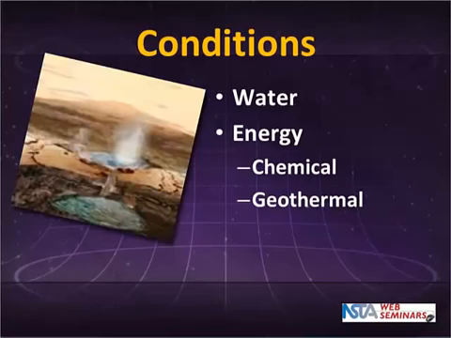Conditions. In order for life to evolve, the planet needs both water and energy. There are two forms of energy, chemical and geothermal. Chemical energy is the potential of a chemical substance to undergo a transformation through a chemical reaction or to transform other chemical substances. Geothermal is thermal energy that is generated and actually stored in the earth.